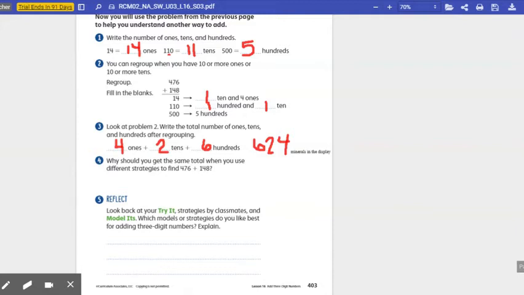All right, remember, our reflect question, now that we've had some more practice with models and pictures, you get to reflect on what strategy you would like to use, okay? So I'm showing you a lot of different ways, but you have to find the one that works best for you. So this reflect part helps you to reflect and decide what strategy works best for you, okay?